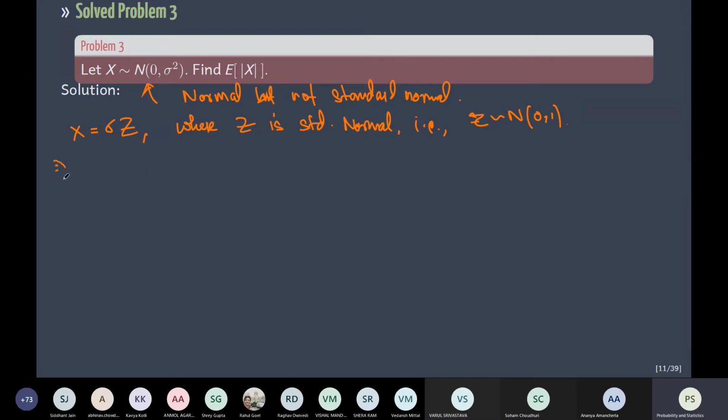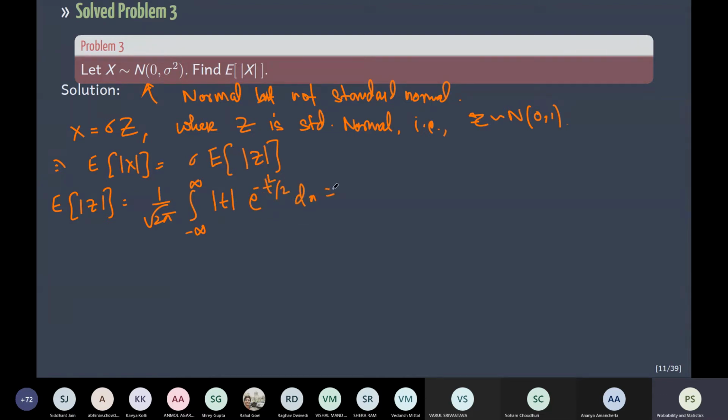Now, this implies the expectation of the mod of X is sigma times the expectation of the mod of Z. Okay, so this is the absolute value. So it's enough to find the expectation of mod of Z. The expectation of mod of Z is 1 by square root of 2 pi, integral from minus infinity to infinity of mod of t, e to the minus t square by 2 dt. Remember, this is mod of Z. If it was the expectation of just Z, then it was 0, right?